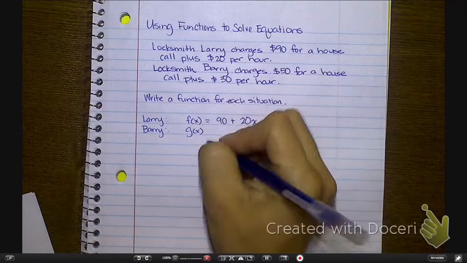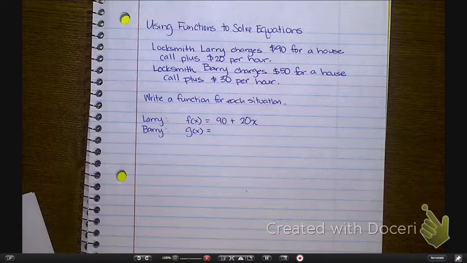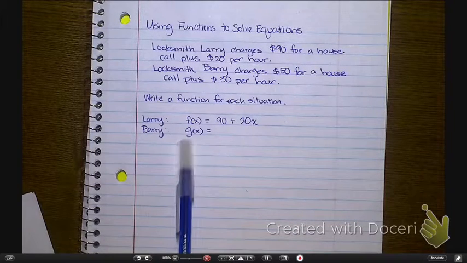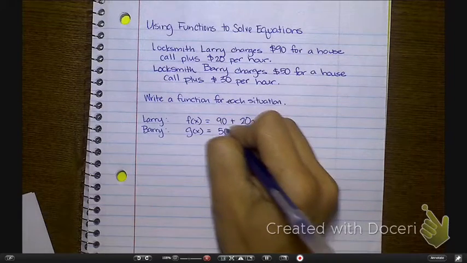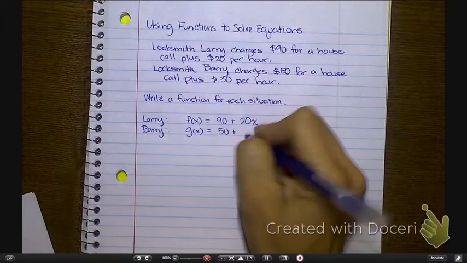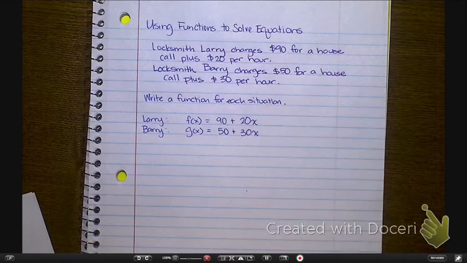So let's take a look at his situation. His was how much? 50 plus how much per hour? 30. It's 30 per hour, right? Okay, so we have our two situations.